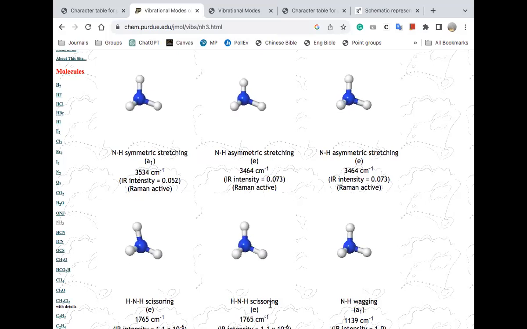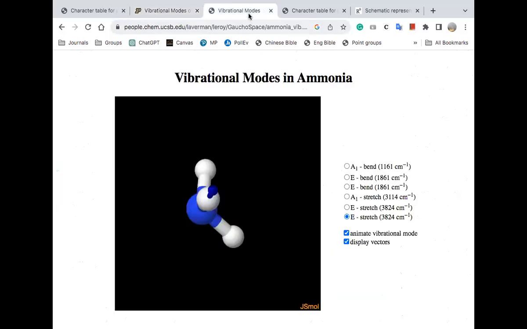If you want to look at it more carefully, there's another page. Okay, look at the A1 mode. This is called the bending mode. You see the frequency is the lowest because you are not changing the length of the bond. You're just changing the angle.